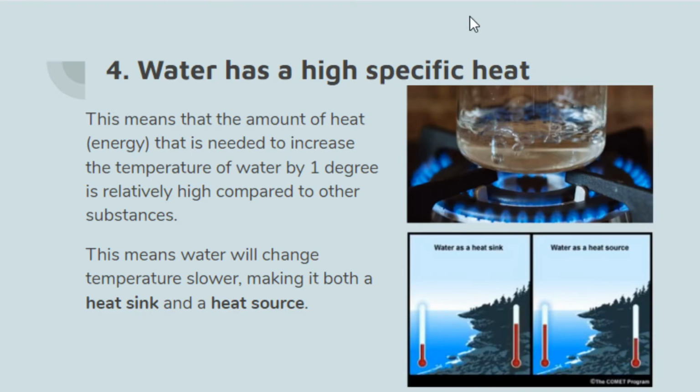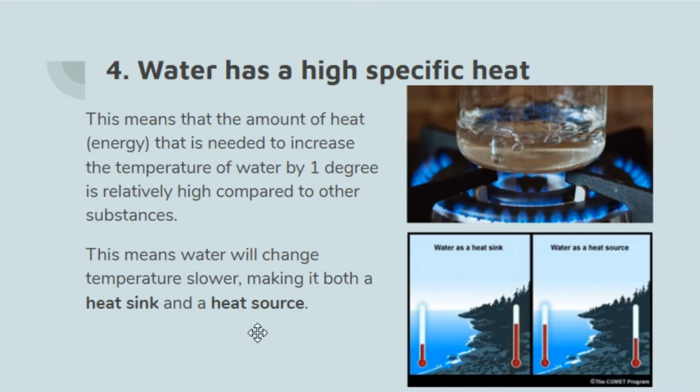And the last one, this one's a little more scientific or harder to understand, I would say. Water has a high specific heat. So a specific heat is how much energy something can take up before it raises its temperature. And so with water, this means that the amount of heat or energy that's needed to increase the temperature of water by 1 degree Celsius is relatively high compared to other substances. When we say it has a high specific heat, we mean it can take up a lot of heat before it actually changes in temperature.